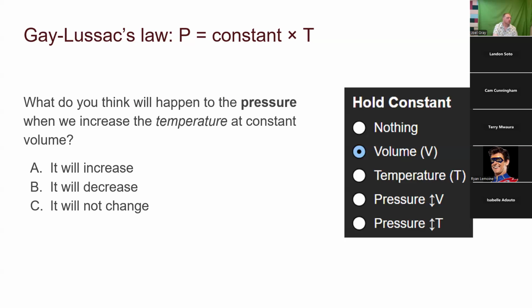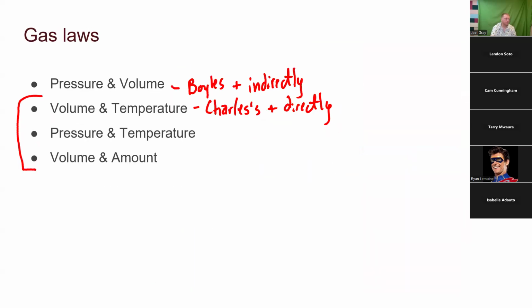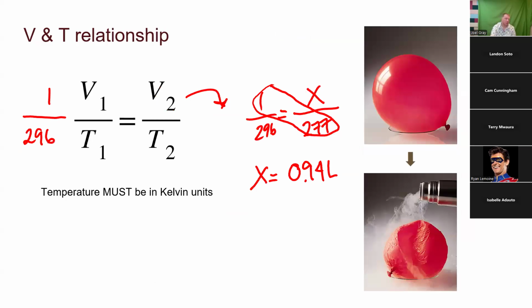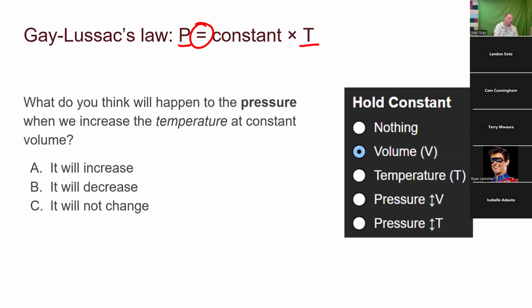Gay-Lussac's law, we've got P and T on opposite sides of the equation. We saw that previously with volume and temperature, opposite sides of the equation. V equals constant times T. That means they're directly related. Then we look at it in terms of an initial and final state like this. So this is a direct relationship.